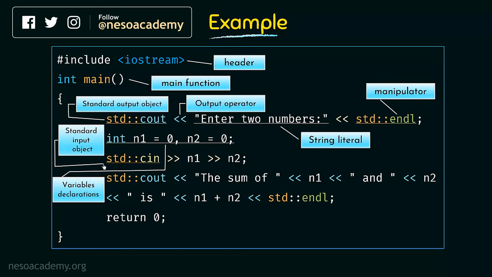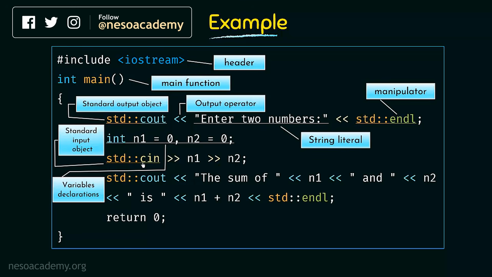Now std::cin is the standard input object. We have already seen that in the previous slide. So we want to take input from the user. We ask the user here to enter two numbers, and when the user enters those two numbers, we have to store them somewhere. So that will be stored in n1 and n2.